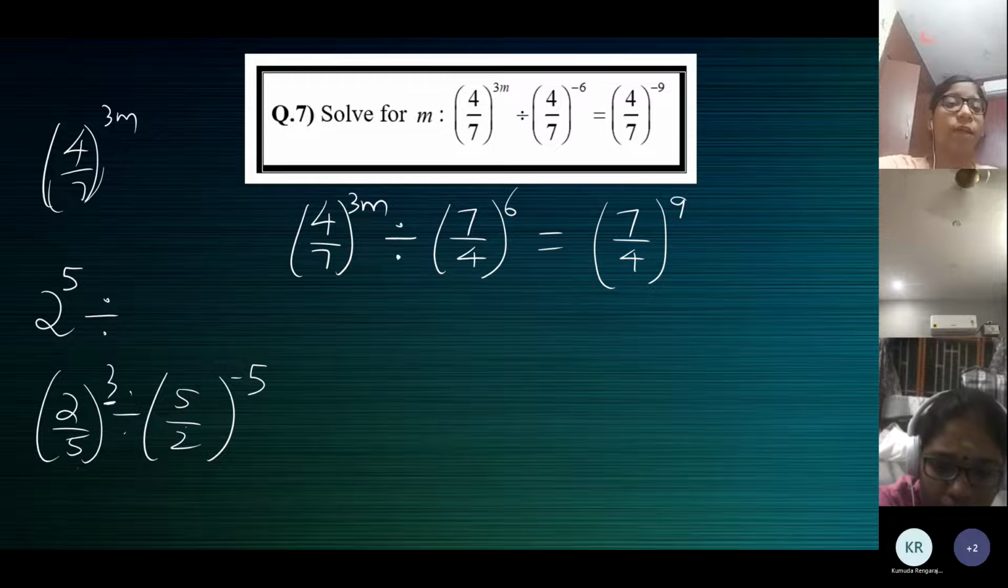Ma'am, or else like we did in the last class, can we change one of the numbers to the same number, like 7/4 as 4/7? Yeah, that you can do. Tell me. Yes, ma'am, 4/7 raised to the power 3m, and then 4/7 raised to the power minus 6, ma'am. That is only in the question.